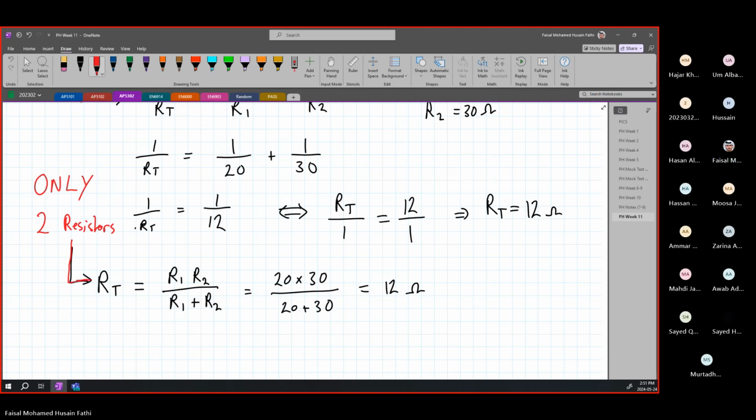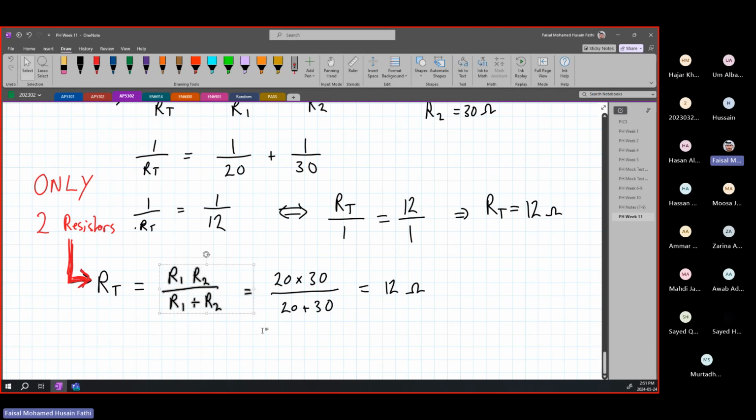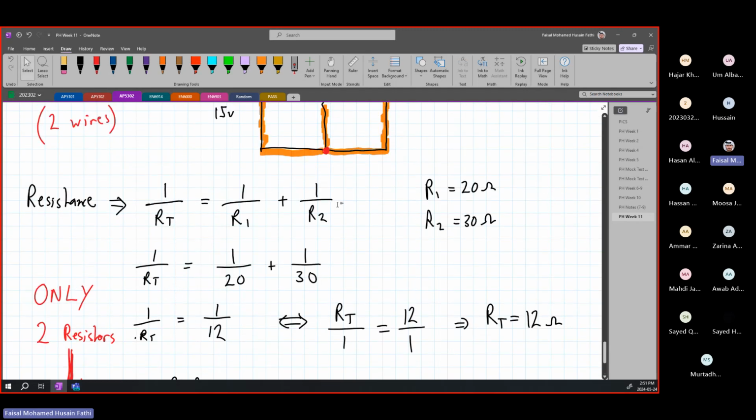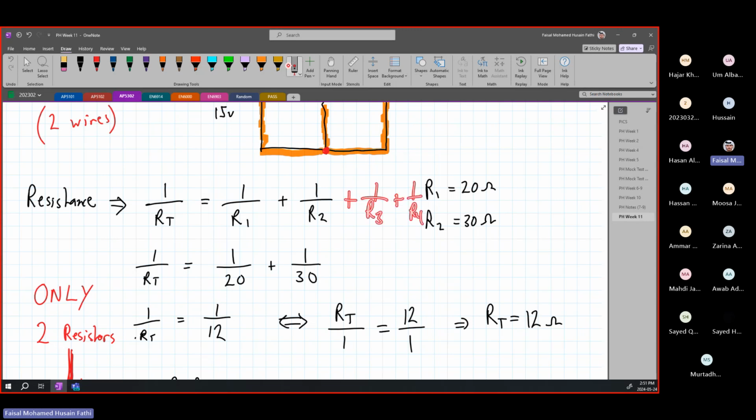All right. This is only when you have two resistors. When you have three resistors, you cannot use this form. You have to put 1 over RT equal 1 over R1 plus 1 over R2, and then you're going to write plus 1 over R3. And if you have more, you're going to put 1 over R4 and so on and so on.